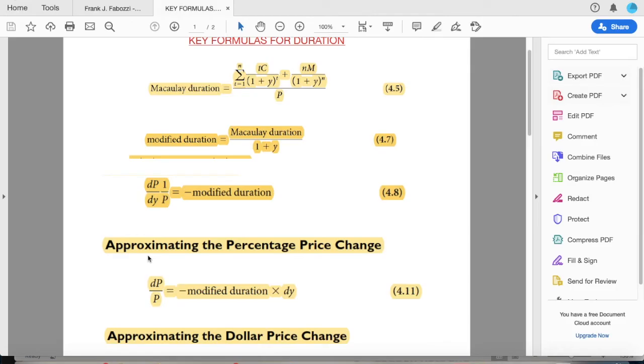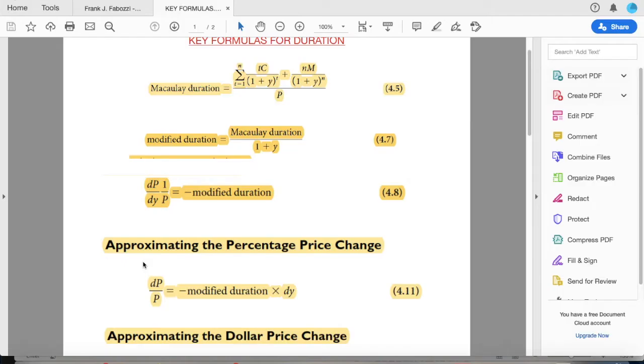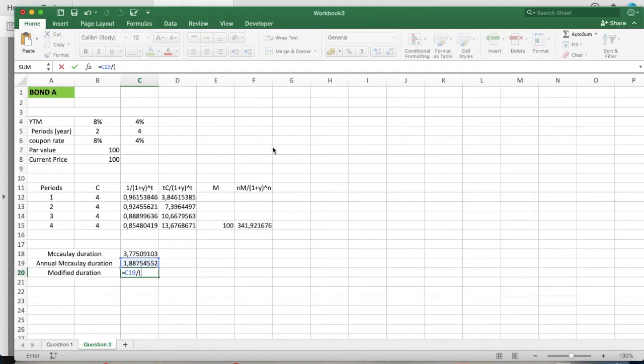Then the next step, we have to compute the modified duration. So the modified duration is equal to the annual one divided by 1 plus the yield to maturity. This is the modified duration.